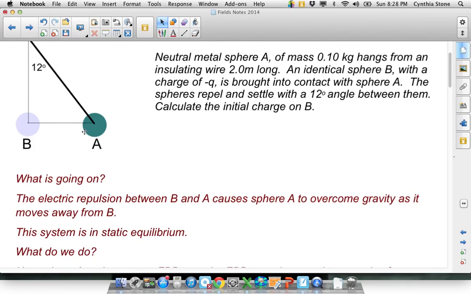And what's going on is the electric repulsion between B and A causes sphere A to overcome gravity, right? It should want to just fall into B, but it won't because of this electric force. So really, we have a balance where there's gravity and an electric force working together, and we have a system in static equilibrium. They're just being held there. They're not moving. The electric force between them is causing this angle to exist.